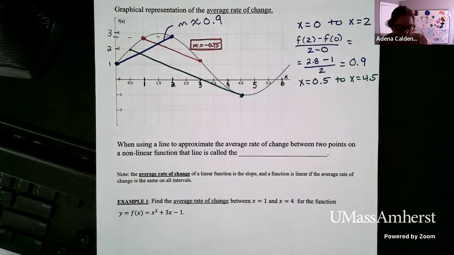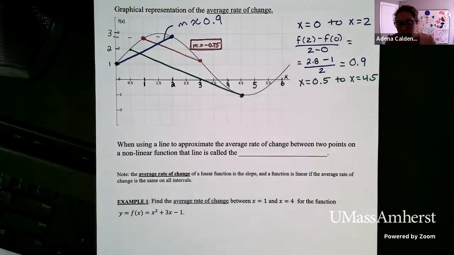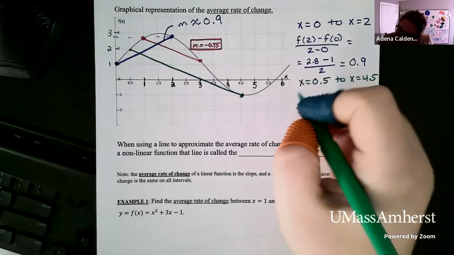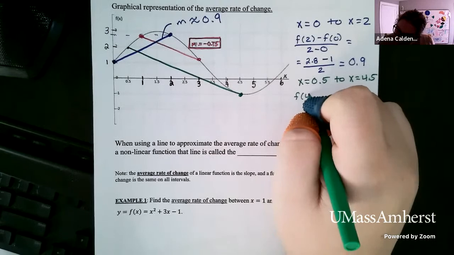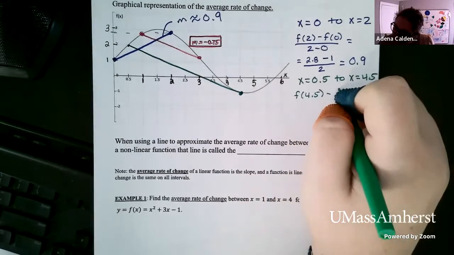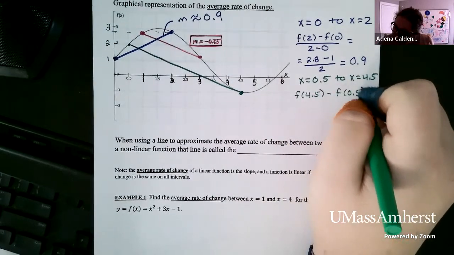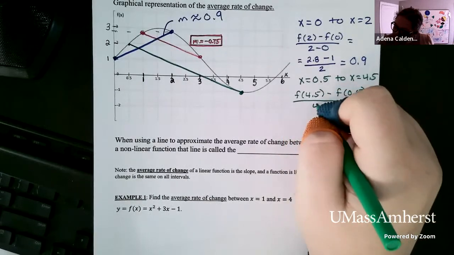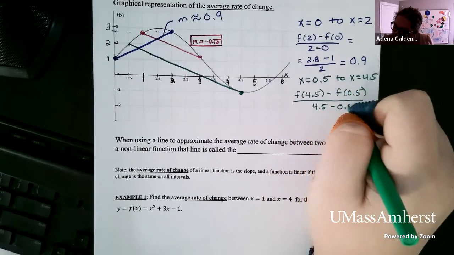Now, for the second one, I'm expecting my slope to be negative because we are downward sloping. So I start with my formula. So f of 4.5 minus f of 0.5 divided by 4.5 minus 0.5.